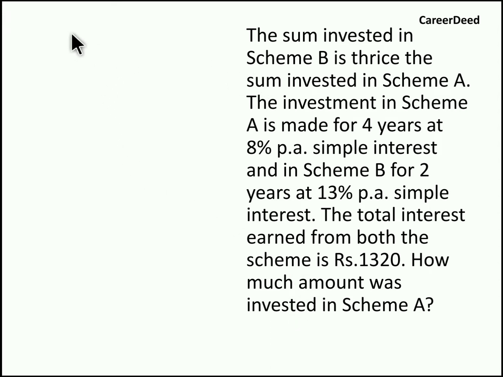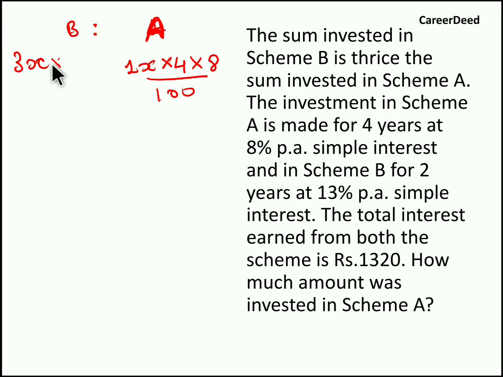Now investment made in scheme B is thrice that of scheme A. So we can keep the investment made in scheme B as 3 parts, and investment made in scheme A is 1 part. For scheme A, he invested for 4 years, so number of years is 4, and the rate of interest is 8% per annum, so into 8 by 100. So principal is one part and number of years is 4 and rate of interest is 8 by 100. And in scheme B, he invested 3 parts for 2 years at 13% per annum.